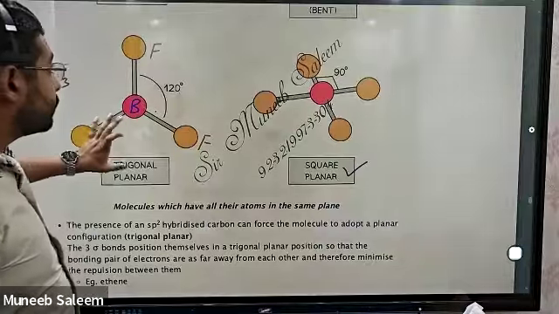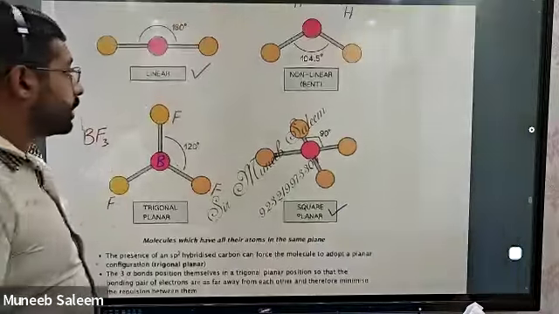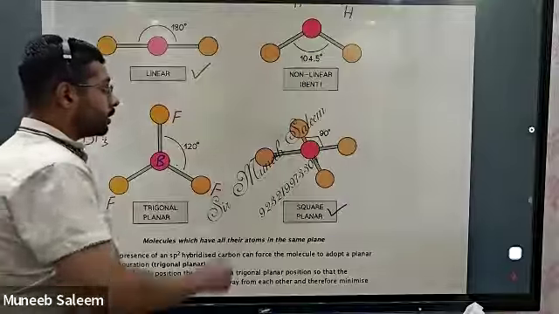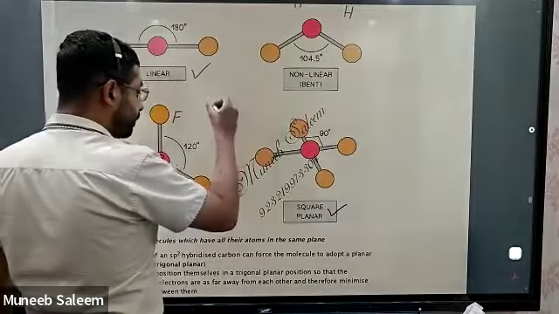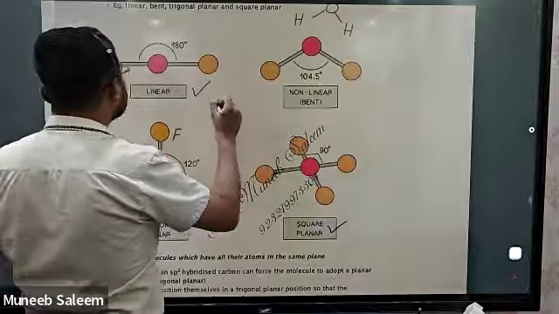So these were the four examples of the planar molecules, and the rest of the others are non-planar. Now, what do we mean by non-planar here?